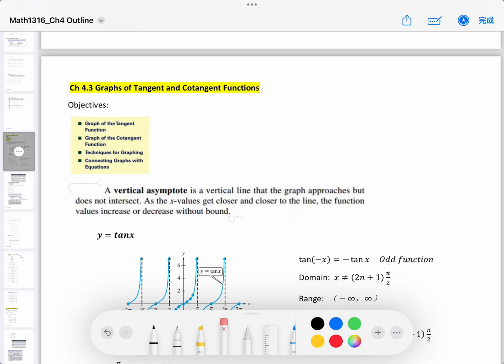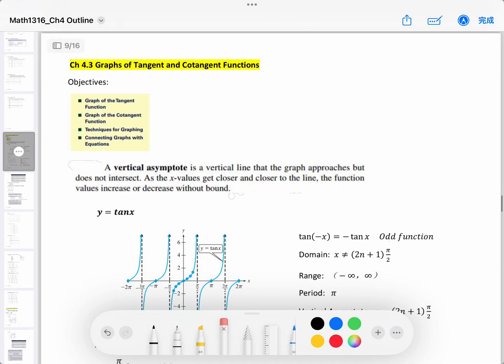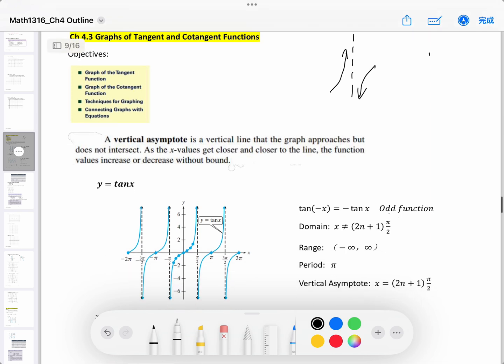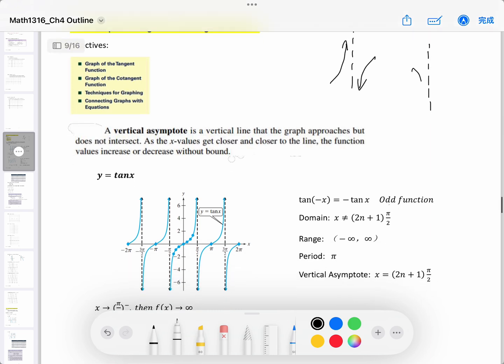Hello everyone. In this video we are learning 4.3, graphs of tangent and cotangent functions. First, let's look at vertical asymptotes. In algebra, we learned about vertical asymptotes. They are vertical lines, and my graph gets close to them from the left or from the right. My graph is getting close to it from left to right this way.